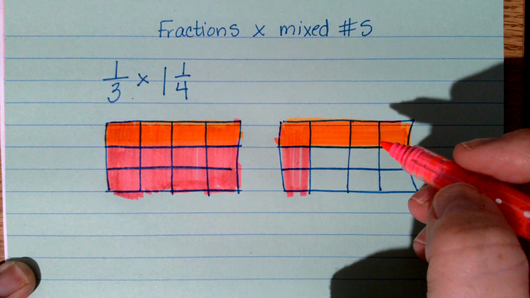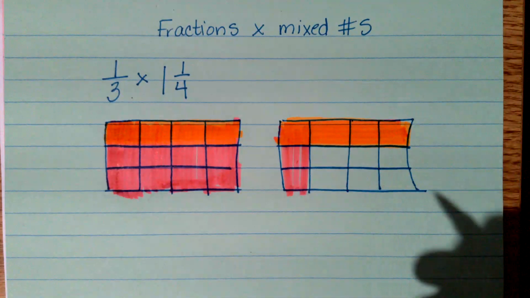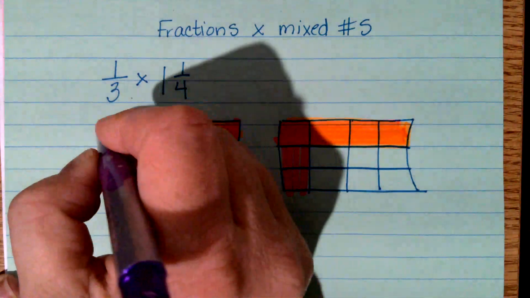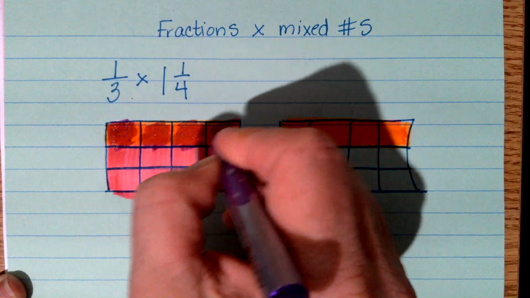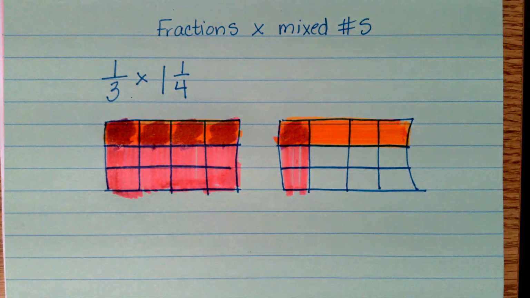Oops, I messed up. So pretend like I didn't color in this part over here. So see, even teachers make mistakes. The area that was colored in with overlap is this area right here.